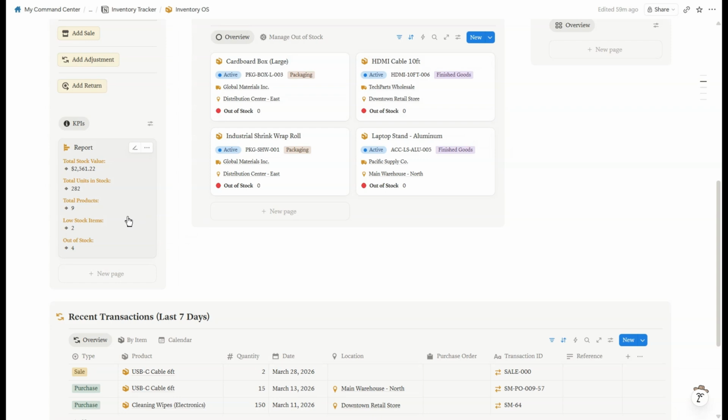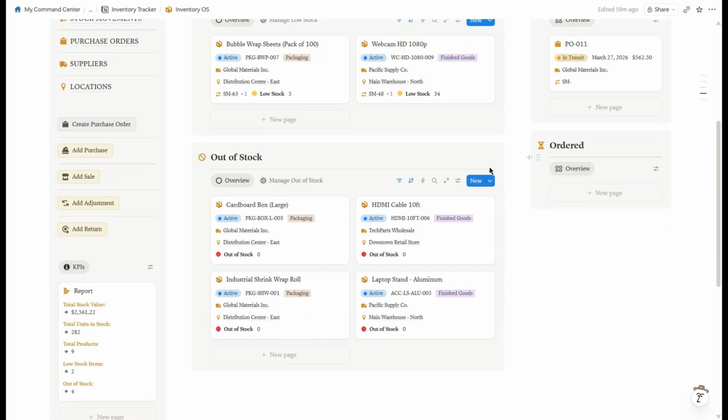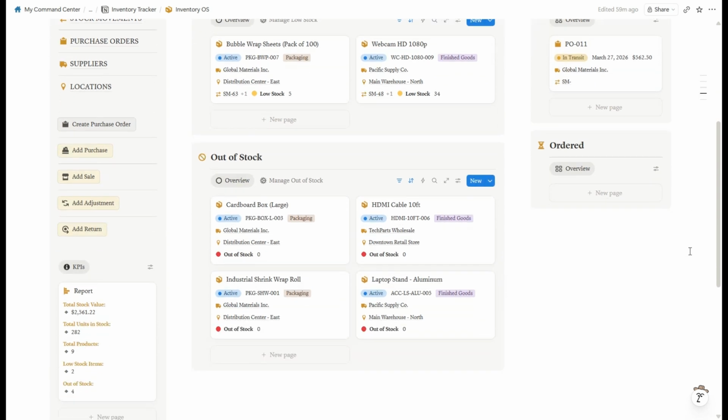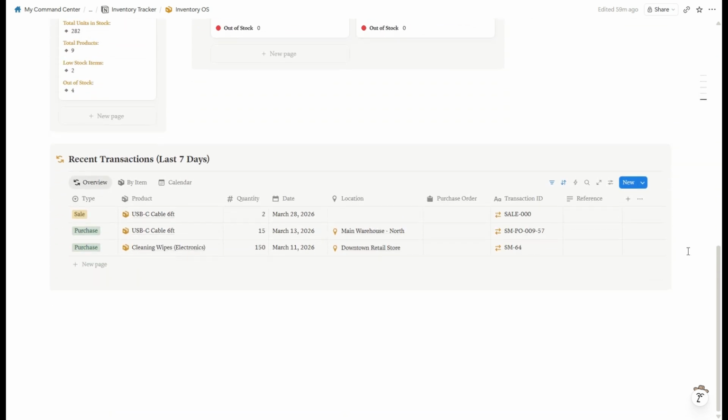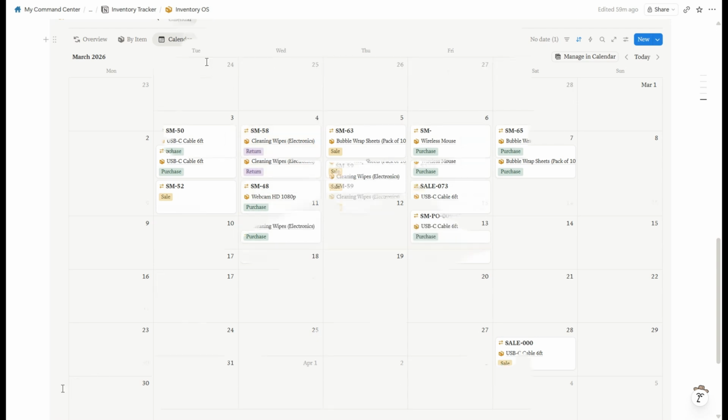A simple daily workflow could look like this. First, check the KPI snapshot. Then review low stock and out-of-stock items. Next, check which purchase orders are ordered or in transit. Finally, review recent transactions to make sure the system reflects what actually happened. That gives you a clear inventory routine without jumping between spreadsheets, notes, and separate supplier records.